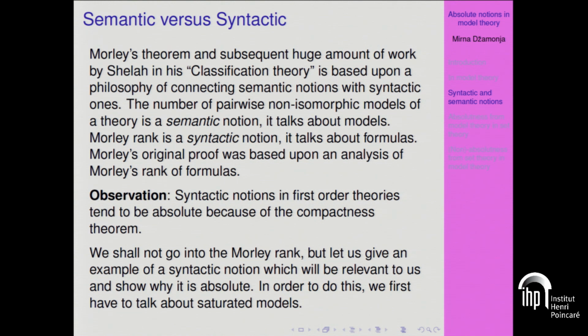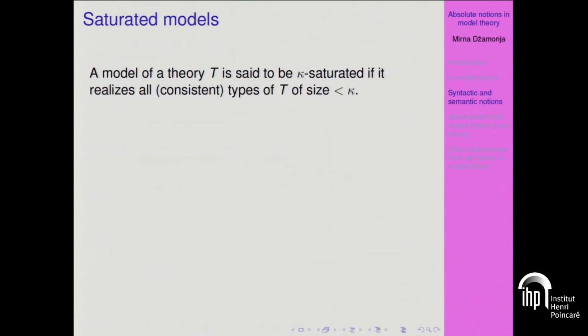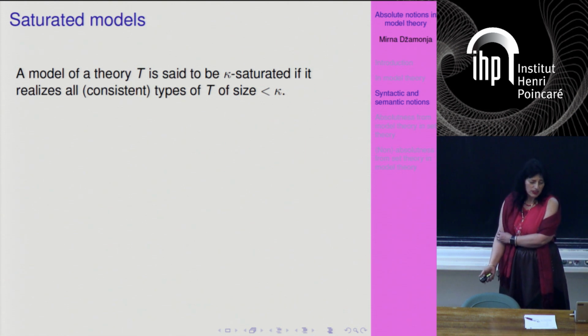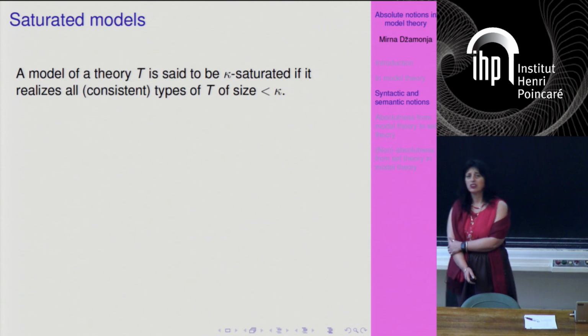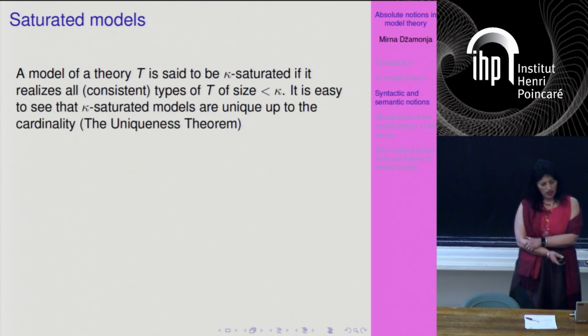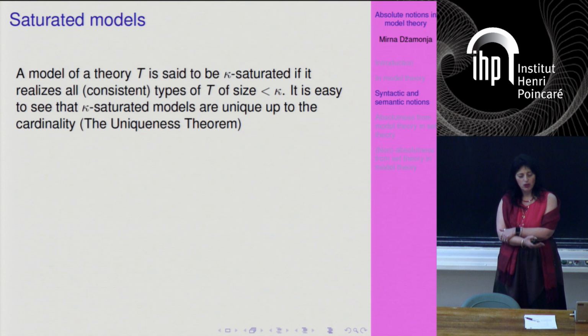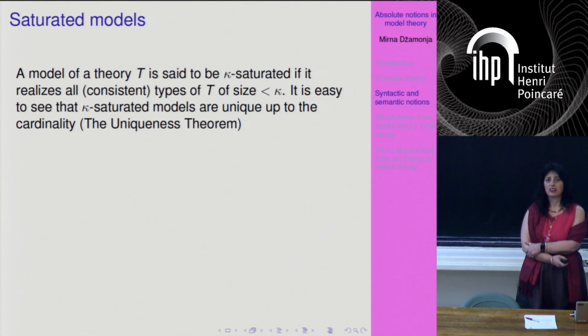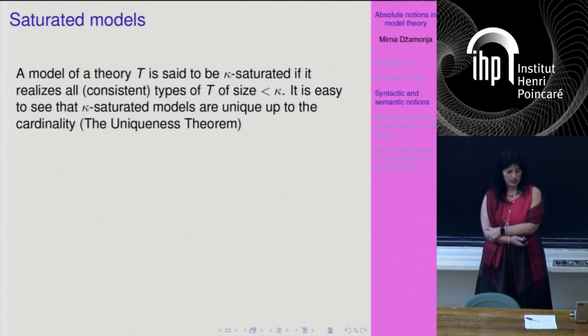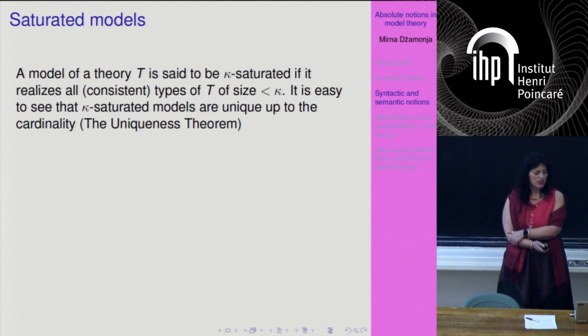To introduce this syntactic notion, I will also go into something that's important, which are saturated models. Saturated models satisfy all possible types of a given size. So a model of a theory T is kappa saturated if it realizes all consistent types of the theory T which have size less than kappa. It is easy to see that in this context, kappa saturated models are unique up to the cardinality. So there can only be one in a given cardinality up to isomorphism. This is known as the uniqueness theorem.